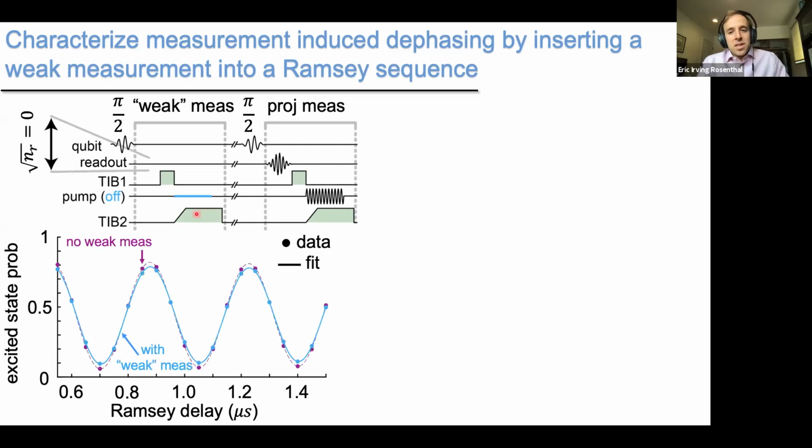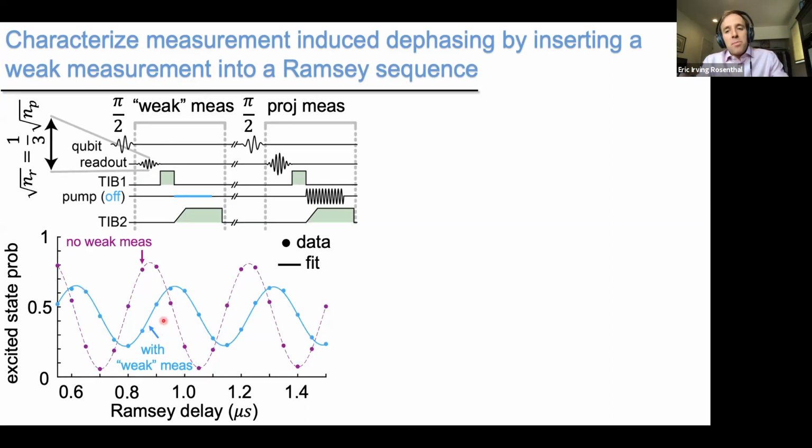And in fact, I'm going to start by turning off any readout pulse in this first weak measurement too, so that we're only switching the TIBs. We then measure qubit coherence, which is again the amplitude of the cyan Ramsey fringes here, and those fringes are pretty similar to what we measure when we don't insert anything at all into the Ramsey delay, purple. So purple is with nothing in this weak measurement step. Cyan is just with switching TIB1 and TIB2, and they're pretty similar.